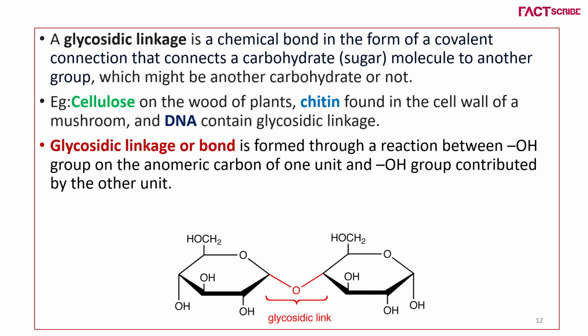It is a chemical bond, a kind of covalent bond, that connects a carbohydrate molecule to another group. It might be either a carbohydrate or not. Examples of glycosidic linkage include cellulose in the wood of plants, chitin found in the cell wall of mushrooms, and DNA also contains glycosidic linkage. This bond is formed through a reaction between the hydroxyl group on the anomeric carbon of one unit and the hydroxyl group of another compound.